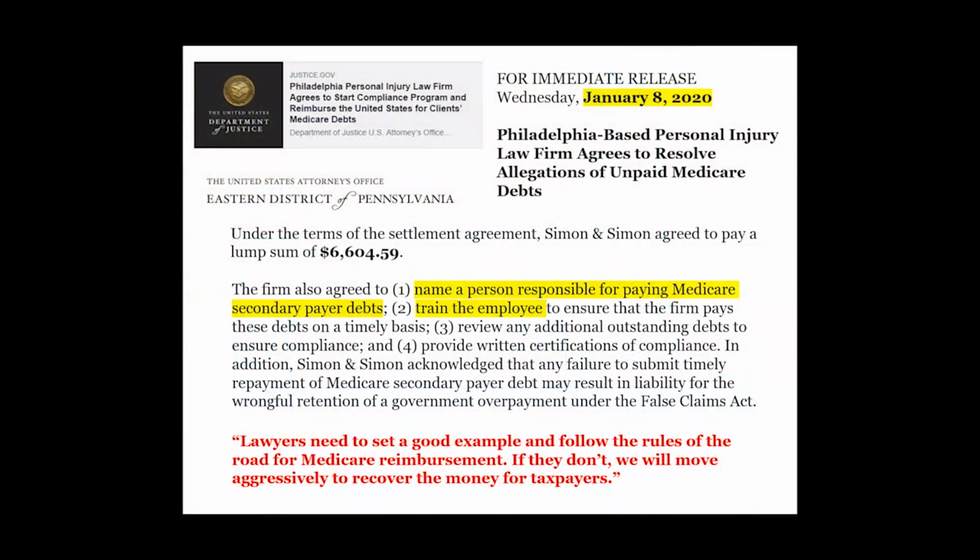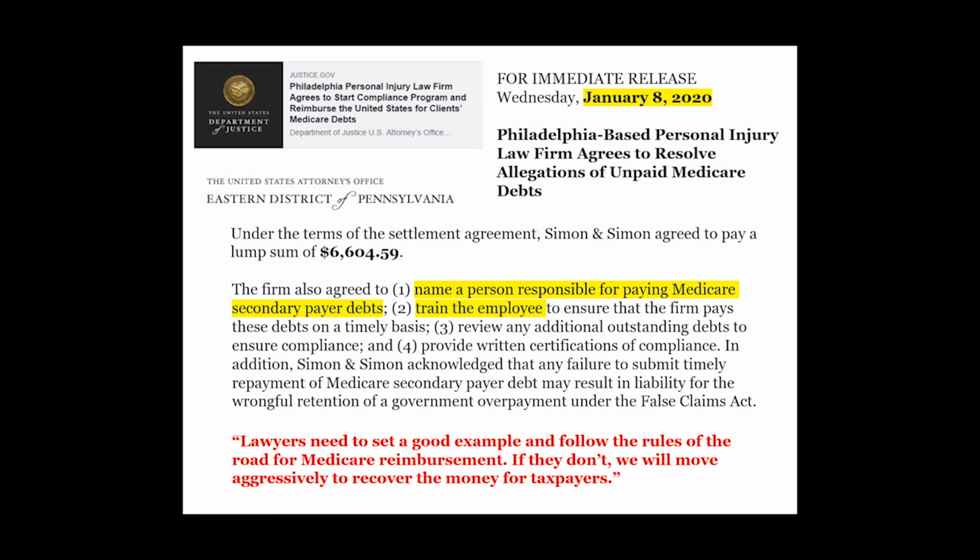Now, this area has become problematic for personal injury firms in terms of liability, with the government examining what they're doing and going after firms that are simply not complying with the Medicare Secondary Payer Act. And this particular instance was of interest to me because it was such a small amount of money, yet the Department of Justice pursued a Philadelphia-based personal injury firm for recovery of that small amount. But as part of their resolution of this DOJ action, the firm agreed to name a person responsible for paying Medicare secondary payer debts and train their employees to make sure that Medicare conditional payments are reimbursed timely. What this shows you is the seriousness of the government's position about making sure that Medicare is reimbursed.